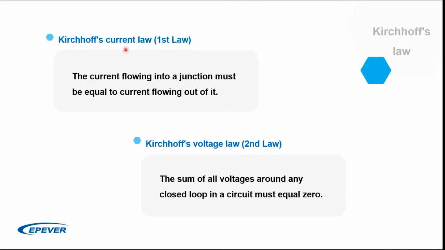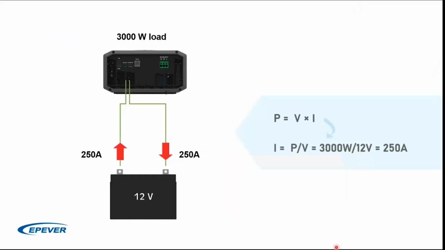So this is the first Kirchhoff's law, and the second one, which is the voltage law, is that the sum of all voltages around any closed loop in a circuit must equal zero. These two rules will help us to determine what's happening in the system. So let's have a very simple example here and see how we are using that.